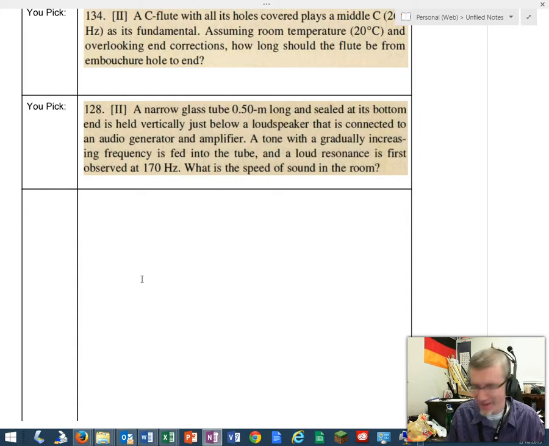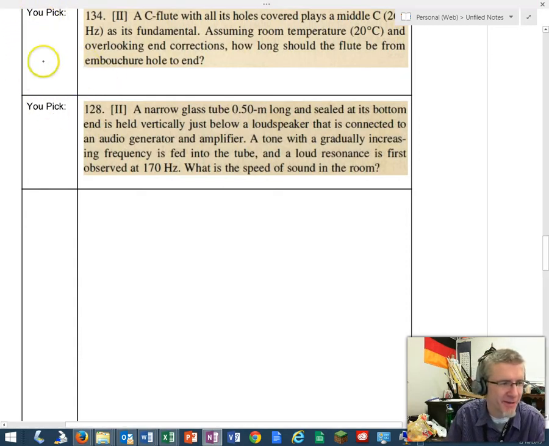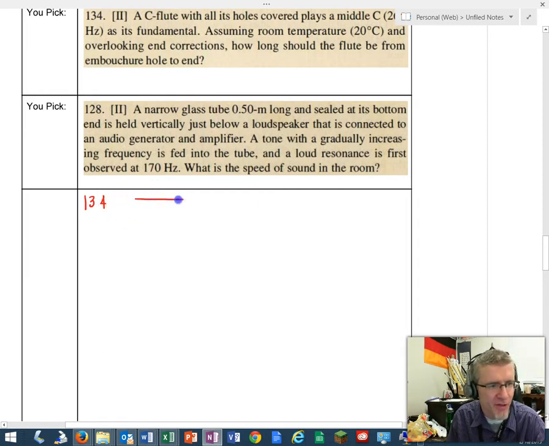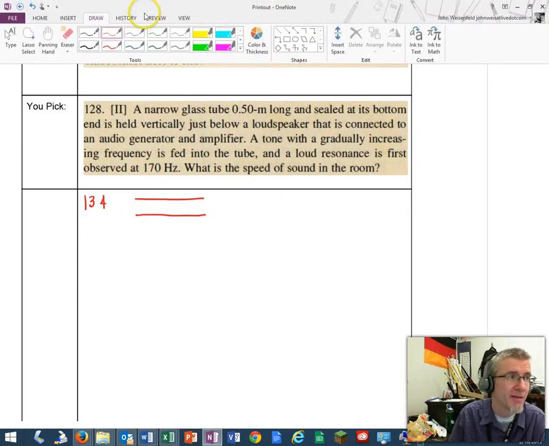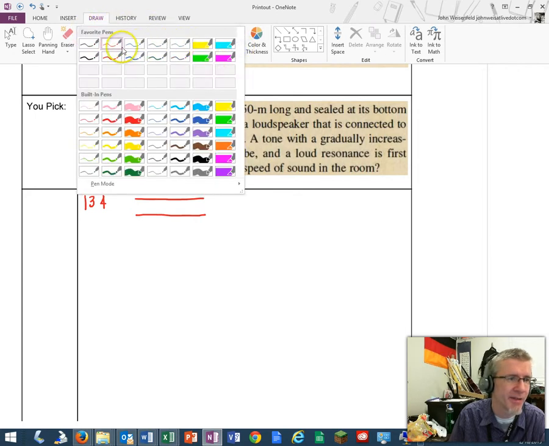So here we go. Number 134, we'll do that one first. You've got a flute. A flute with all its holes covered, we imagine to be a tube with open ends. So we draw that like this. Neither end is closed. And then what happens with the pressure in a flute? The pressure is a max at the ends, or it's atmospheric.